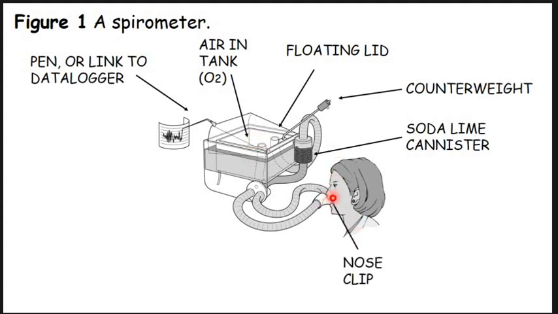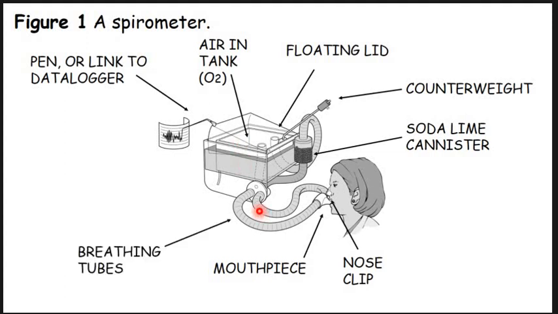We've got a nose clip and mouthpiece, so all the air coming in and out is going entirely through these tubes here, none escaping through the nose. And these are called the breathing tubes, and they connect up there. They enable the different changes in volumes to be measured. And here we've got water on which that air tank floats up and floats down.